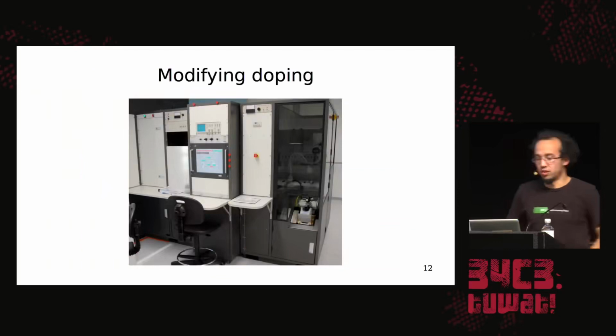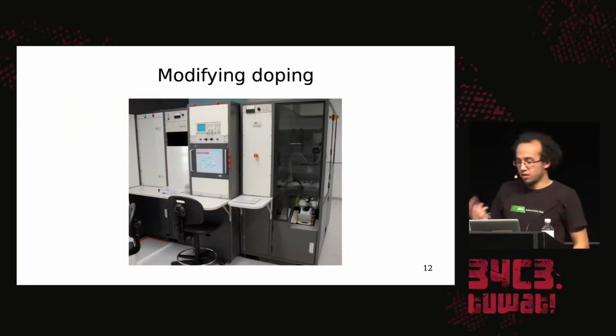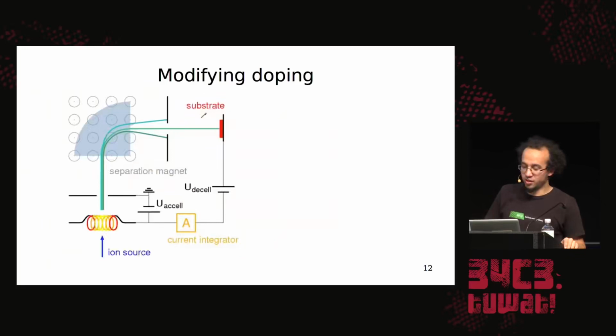So now we need to dope our silicon. This happens inside this ion implanter, and again, you can't really see anything, so we're turning to a schematic. So you start with this ion source here. This emits some ions which are accelerated, fly away into this magnetic field over here, and this magnetic field sends them on a curved path.